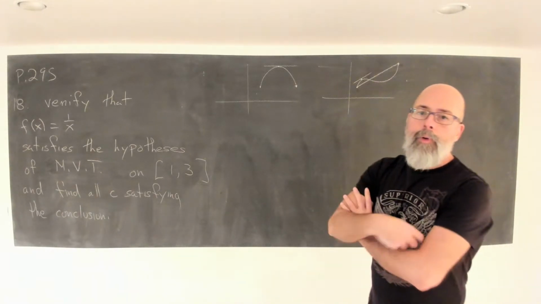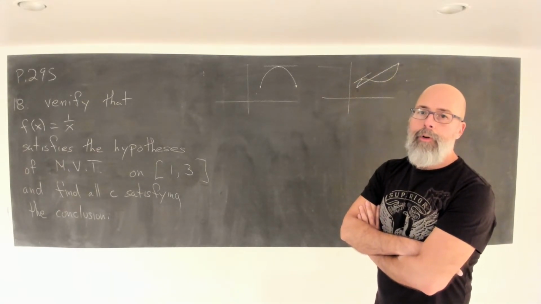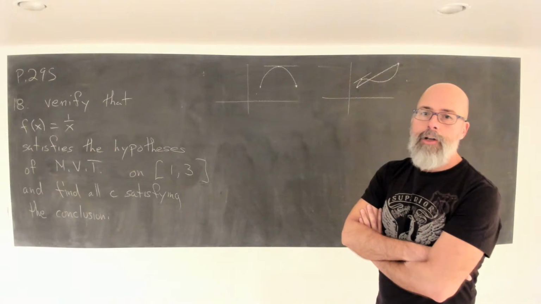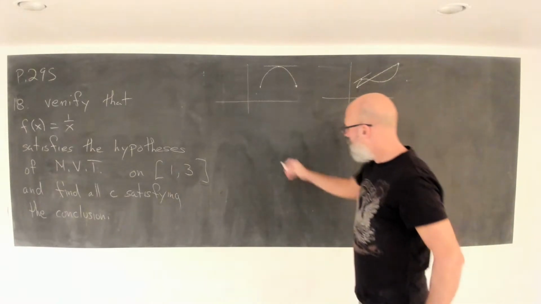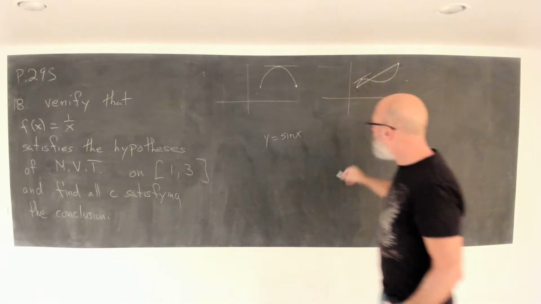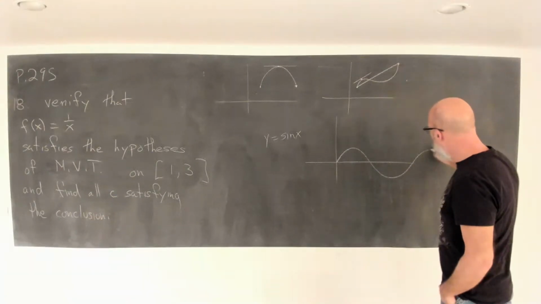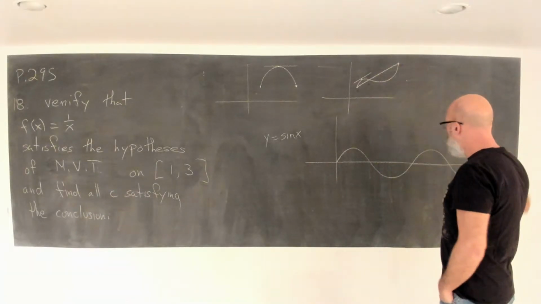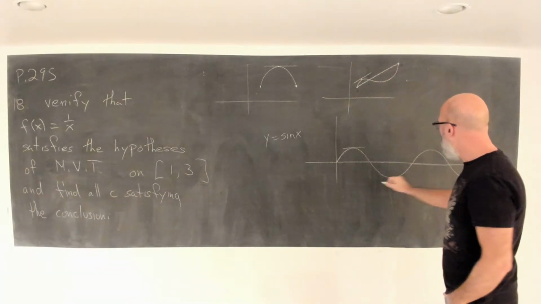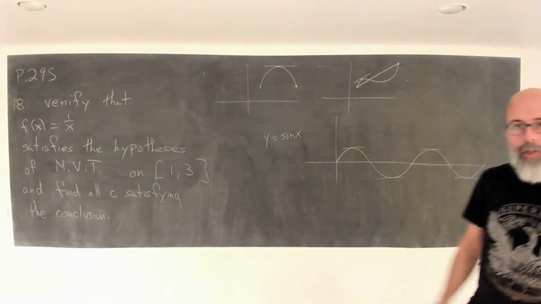Is there an example where there are infinitely many c's where the derivative is 0 but the function is not constant? Sure. Sine next. Right. The derivative is 0 in infinitely many places.